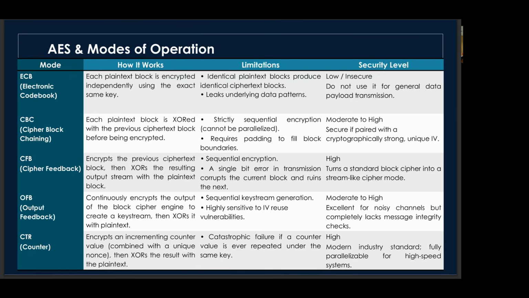Okay, this is how the AES modes of operation work: ECB, CBC, CFB, OFB, CTR. This is the mode of operation. Then I will summarize for you how each works, the limitations of the block mode, and what the security level is.